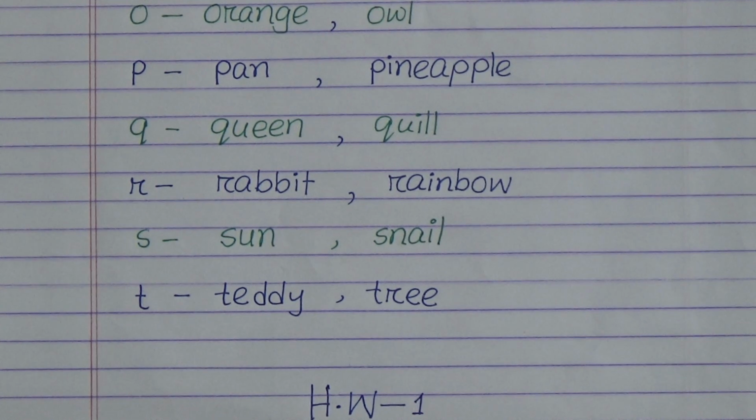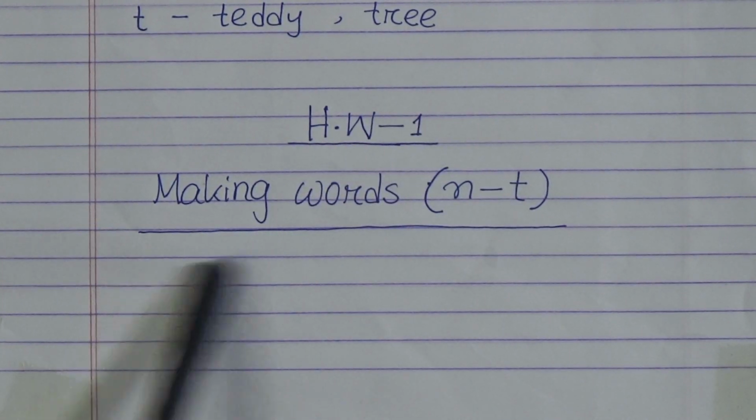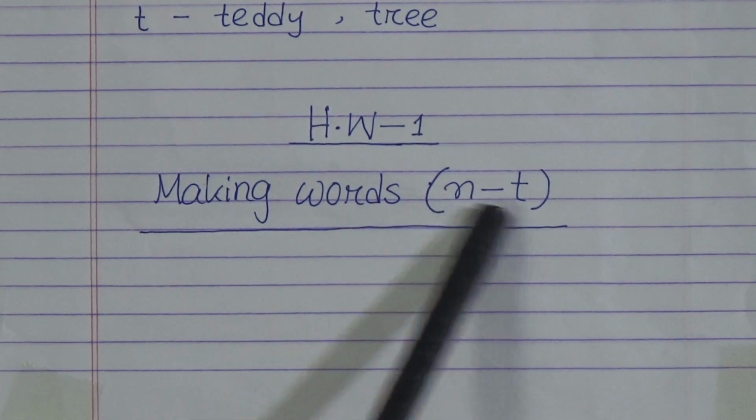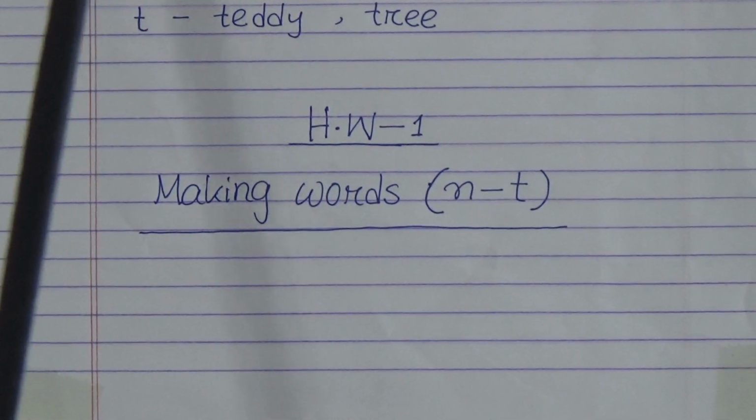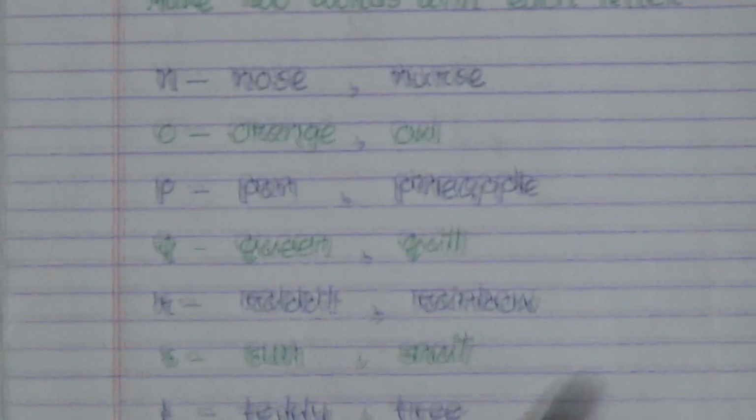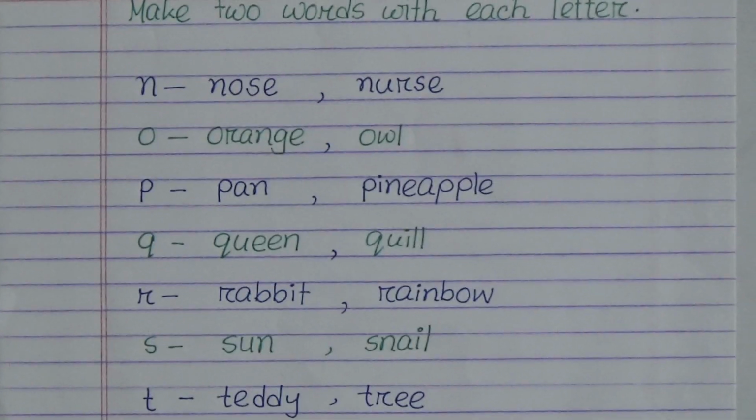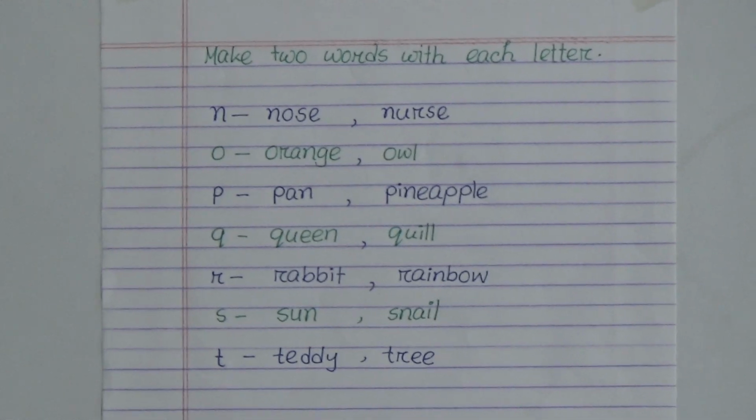Students, now just look here, this is your first SW. SW number 1 is making words with N to T. That means this is our SW topic. Okay, and this is SW number 1.